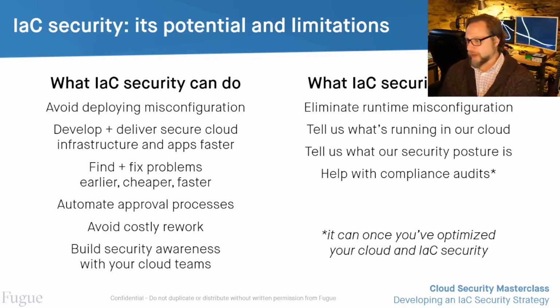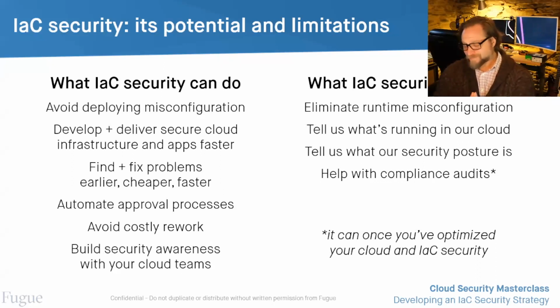Things it's great at: avoiding deploying misconfigurations. Very typically when a customer first tries out Fugue, they'll find a ton of stuff, created over years of cloud adoption, that has security vulnerabilities due to misconfigurations. With IAC checking, you can prevent new problems entering. You can stop digging the hole. So it is largely a preventative technique, and that's great. We love prevention.